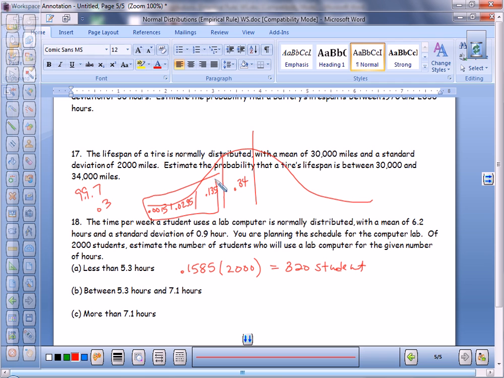Okay, this one is 0.68 times the 2,000. So that is 1,360 students. And this one is 0.16 times the 2,000. And that's 320 students. Okay, and that covers our homework from yesterday.